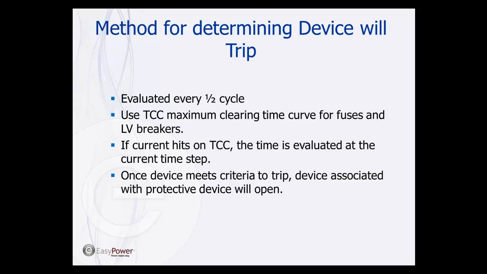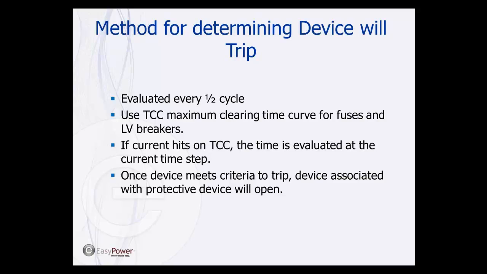We still use the TCC curves for fuses and low voltage breakers. We use the maximum clearing time as you would in the short circuit engine. Same thing. If the current that it sees hits on the TCC curve, then the time is evaluated at that current time step. But it's only for that time step, so we're accumulating it over a period of time.